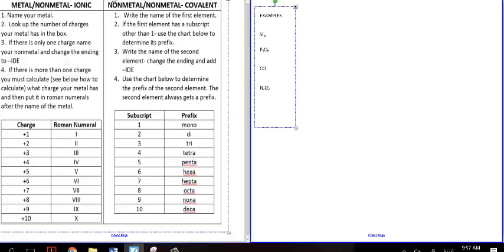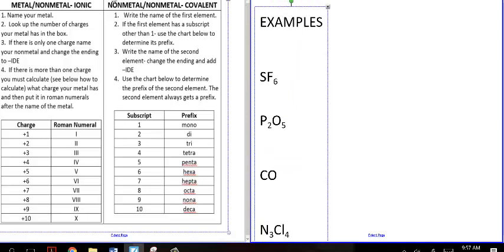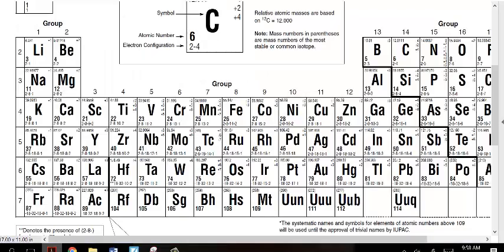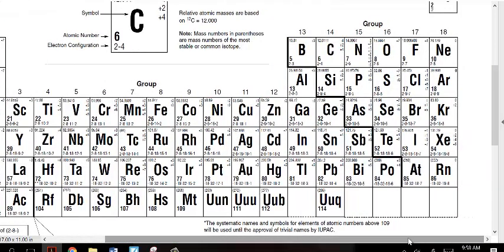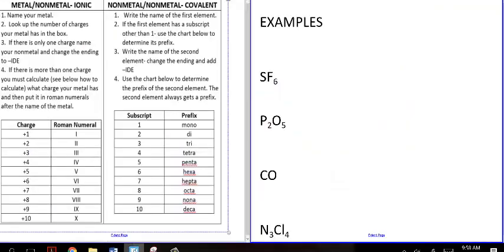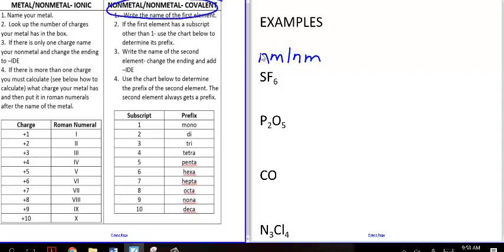The first examples we have here in your notes, and these are on the next page of your notes, I believe. So find these examples, is SF6. So you want to look at their location on the periodic table, right? Sulfur's over here and fluorine's over here. So remember the staircase separates us. These are our nonmetals this way, and these are our metals this way. So both sulfur and fluorine are to the right of the stairs. They're both nonmetals. So this is nonmetal to nonmetal. So we're going to use these rules to name them. So sulfur, nonmetal to nonmetal, right up here. We're going to use this set of rules.